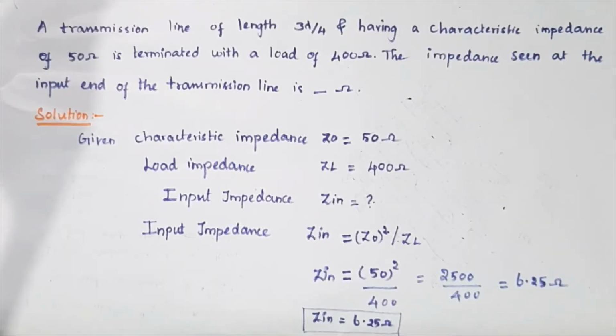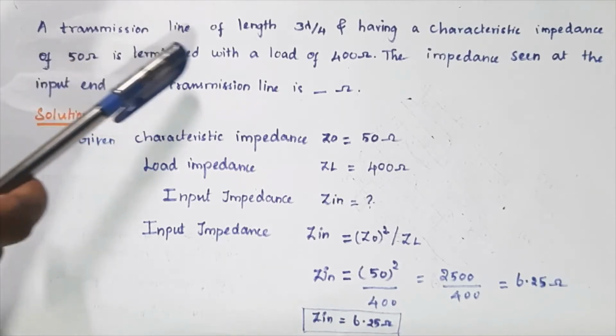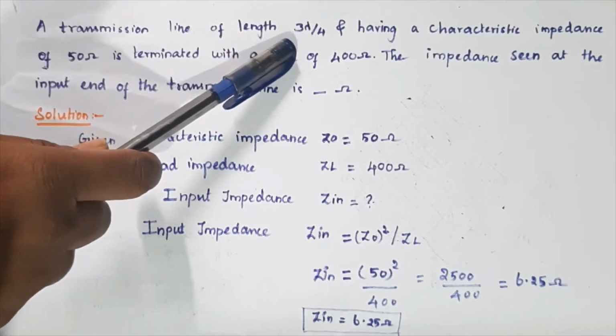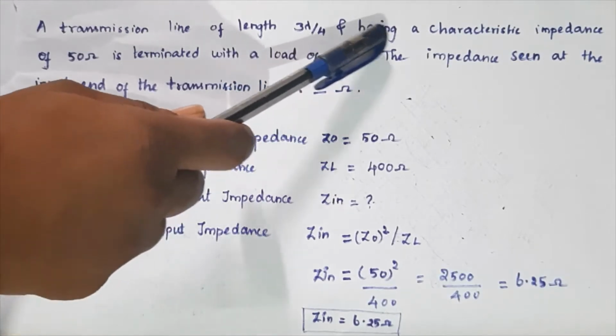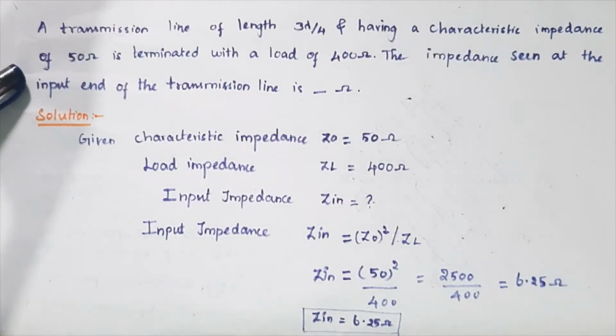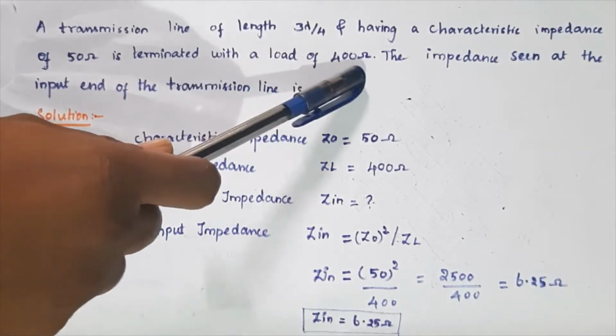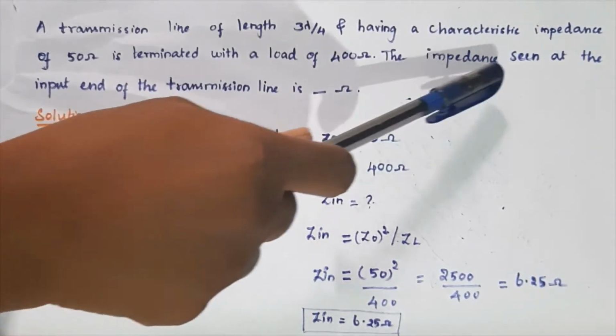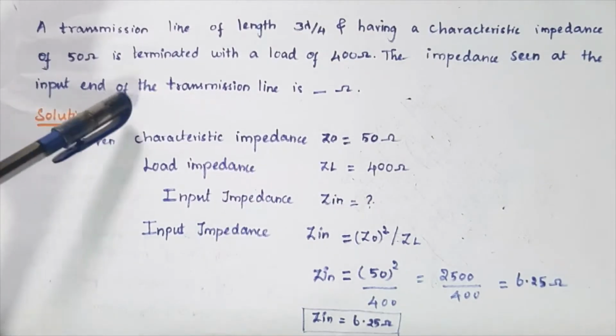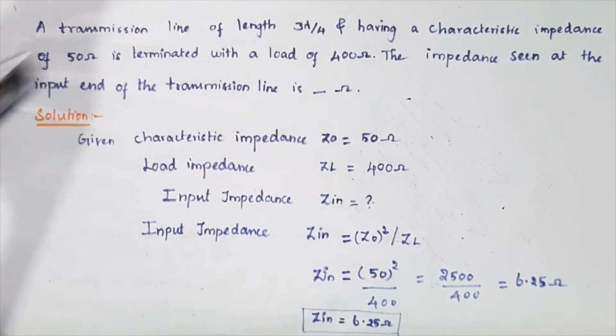Problem: a transmission line of length 3 lambda by 4 and having a characteristic impedance of 50 ohm is terminated with a load of 400 ohm. The impedance seen at the input end of the transmission line is dash ohm. So this is the given problem.